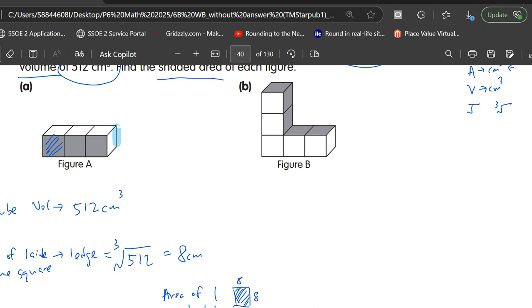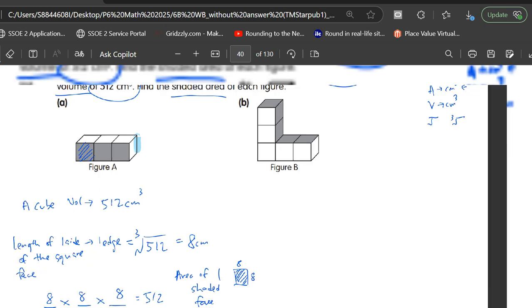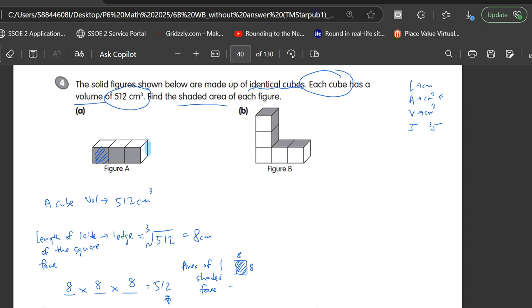64, that's correct. 8 times 8. So the area of one shaded face will be 8 times 8, that is 64 units centimeter square. Area. Because I find that square face. So one square face is 64 centimeters square, or square centimeter.